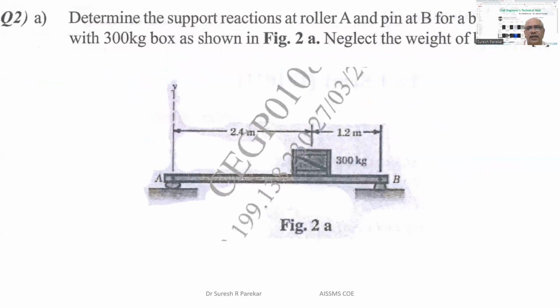Then we have the next problem from the same question paper. We are given: determine the support reactions at A and B for the beam loaded and supported as shown in the figure. Now here we have reaction VA, then here we have reaction VB. Our HB is 0 because no horizontal load is there. We have a parallel force system, so we should have 2 unknowns. Now the total weight acts at the center of this box, and that is 300 into 9.81 Newton.